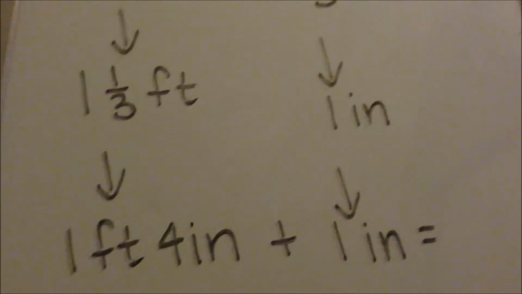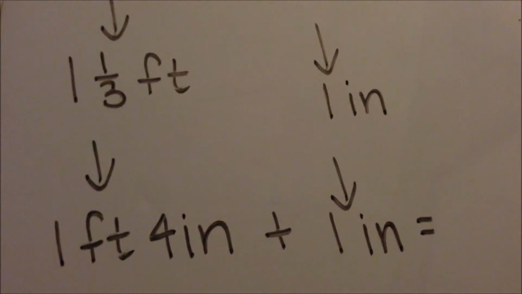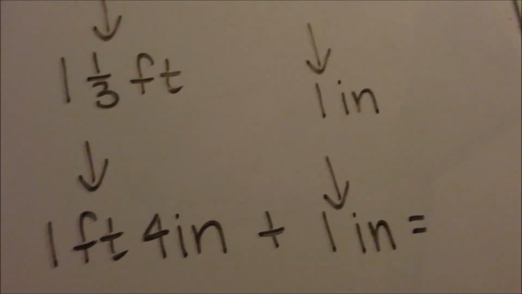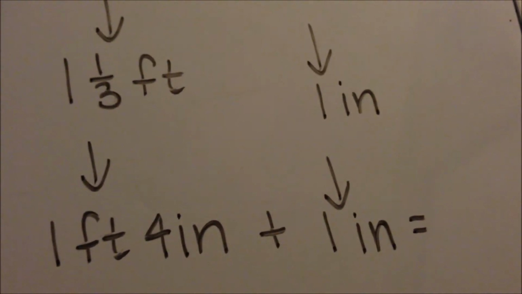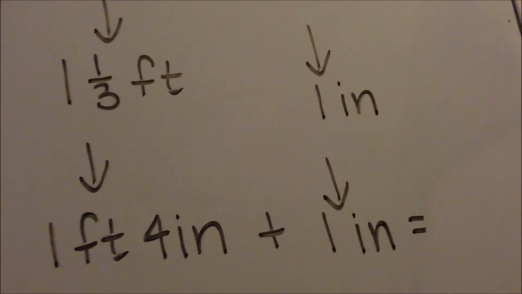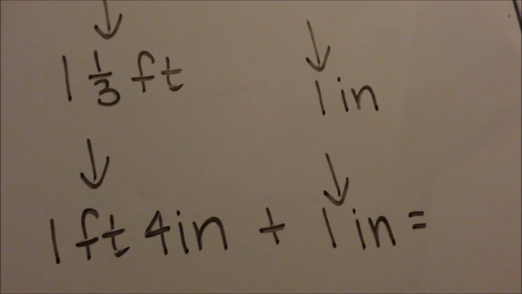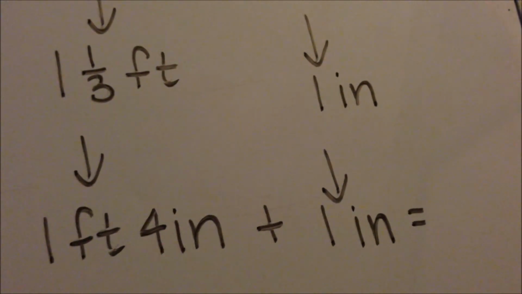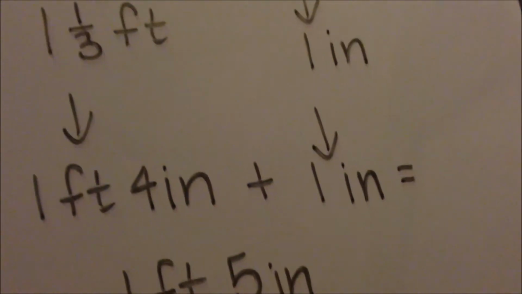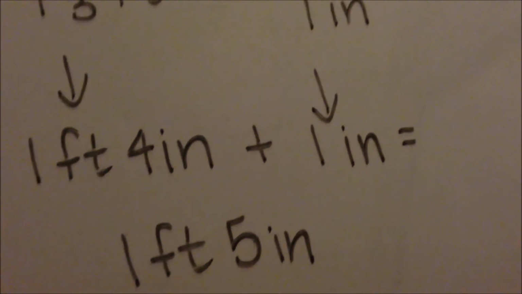Now, 1/3 of a foot is 4 inches, because 4 inches plus 4 inches plus 4 inches does give us a full foot. So if you cut 12 inches into thirds, you'd take 4 inches for every third. So 1 foot 4 inches plus 1 inch gives us a final answer of 1 foot 5 inches.